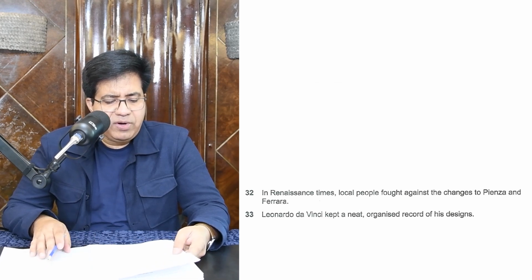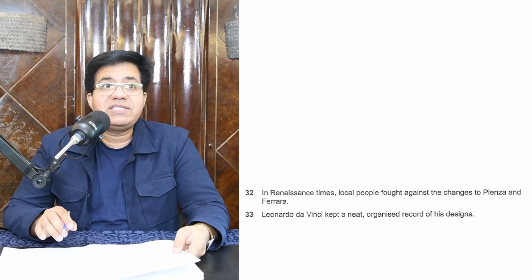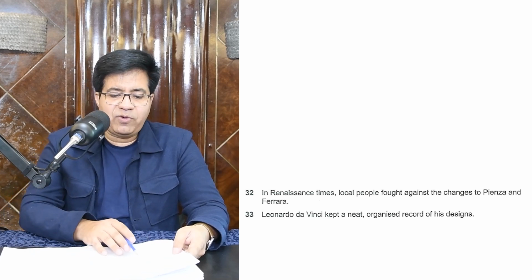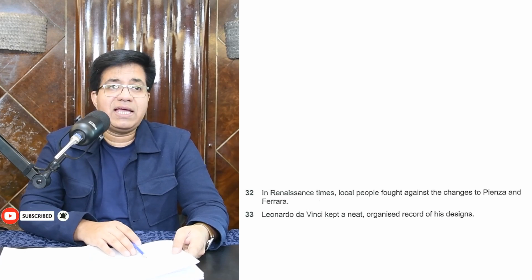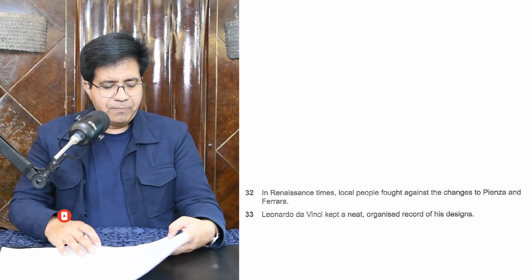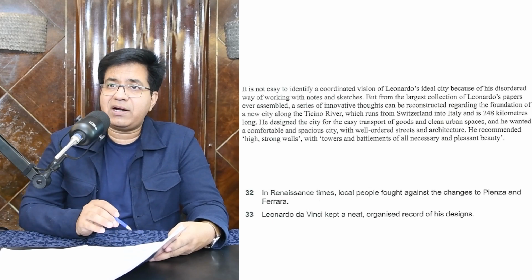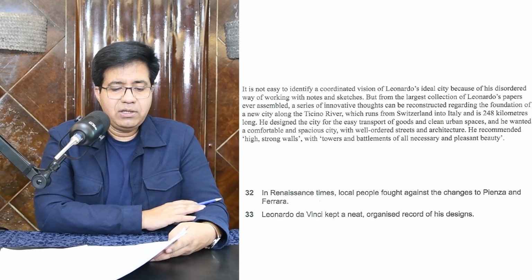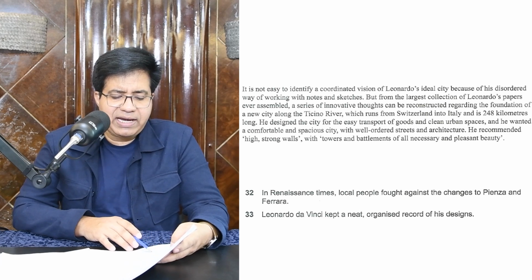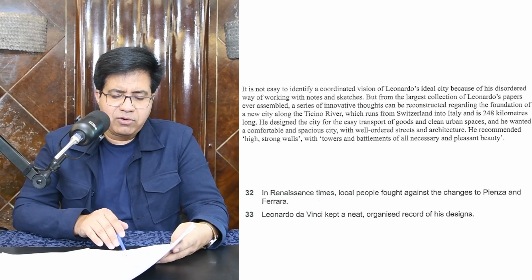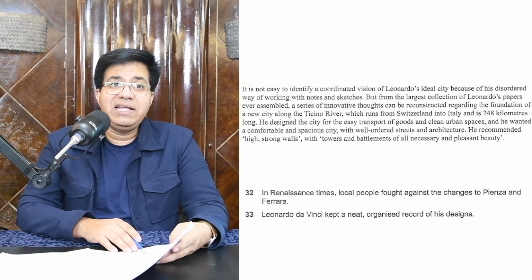Question number 33. Leonardo da Vinci kept a neat, organized record of his designs. Now, if the record of his designs was neat, organized, answer is true. If it was rough, disorganized, answer is false. Otherwise, not given. Now, last paragraph. It is not easy to identify. Last paragraph of the passage, of the first page: 1, 2, 3, 4, fifth paragraph. It is not easy to identify a coordinated vision of Leonardo's ideal city because of his disordered way of working with notes and sketches.